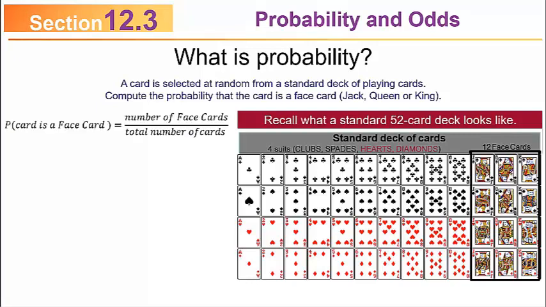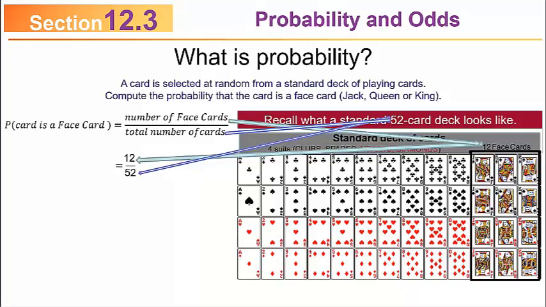So the probability that the card is a face card is the number of face cards divided by the total number of cards. Well, the number of face cards is 12. The total number of cards is 52, so we get 12/52. If you reduce that, it becomes 3/13. So the probability of drawing a face card out of a well-shuffled deck of cards is 3/13.